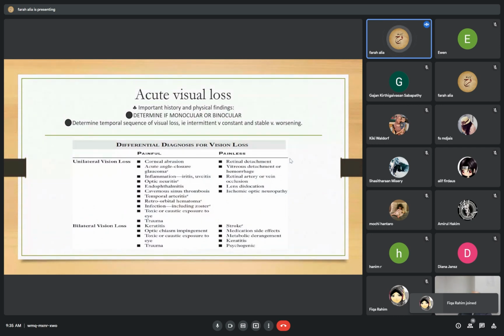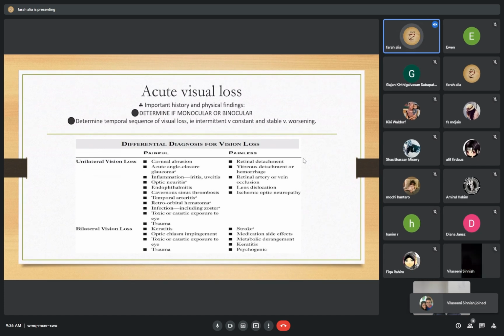Acute vision loss can be differentiated into painful and painless, and it can be either unilateral or bilateral. For painful unilateral vision loss, causes include corneal abrasion, acute closed-angle glaucoma, inflammation such as iritis and uveitis, optic neuritis, endophthalmitis, retroorbital hematoma, or any infection. For bilateral vision loss, it can be trauma, keratitis, or toxic causes.